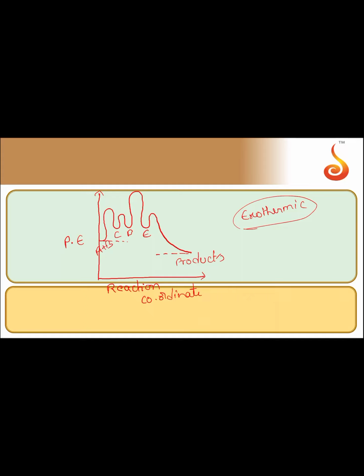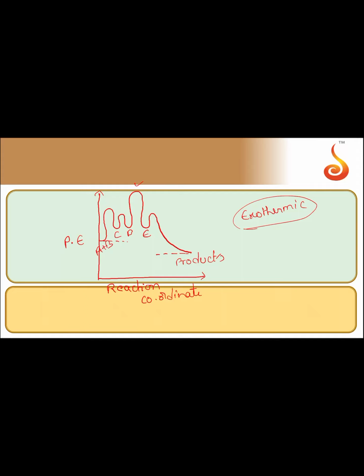So when compared with the fast step, the slow step should have more activation energy. So that's why I gave D gives rise to E a high activation energy. Because if the speed of the reaction is slow, then activation energy is more.